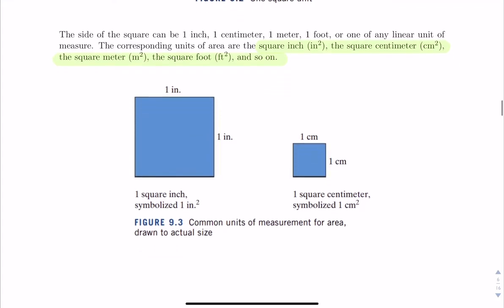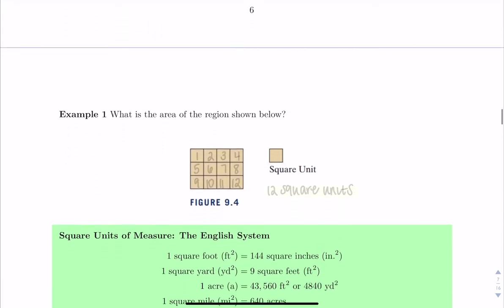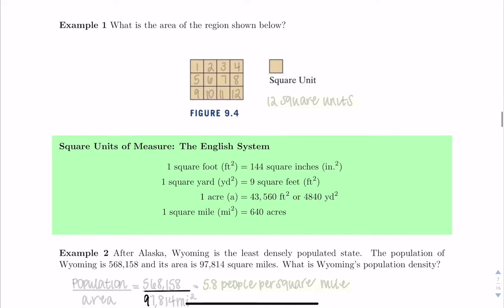So example 1 asks, what is the area of the region shown below? So we see what a square unit looks like, and we just want to count how many of these we have. So we have 4 of these square units in the first row, 4 in the second row, and 4 in the third row. So we end up with 12 square units.